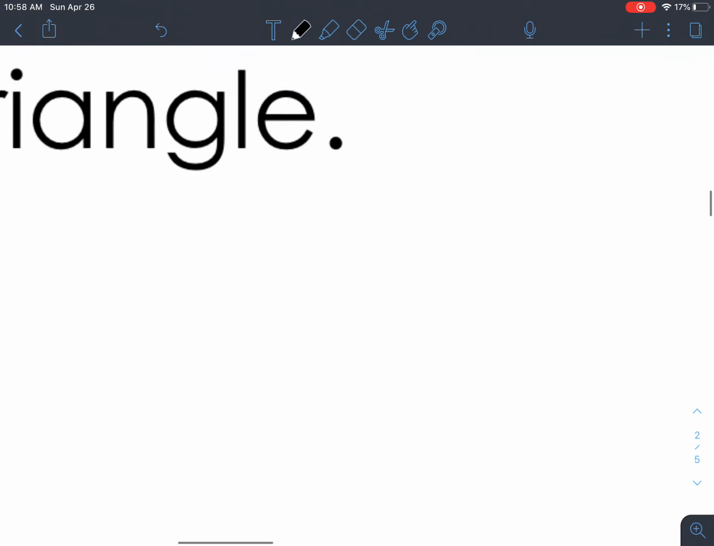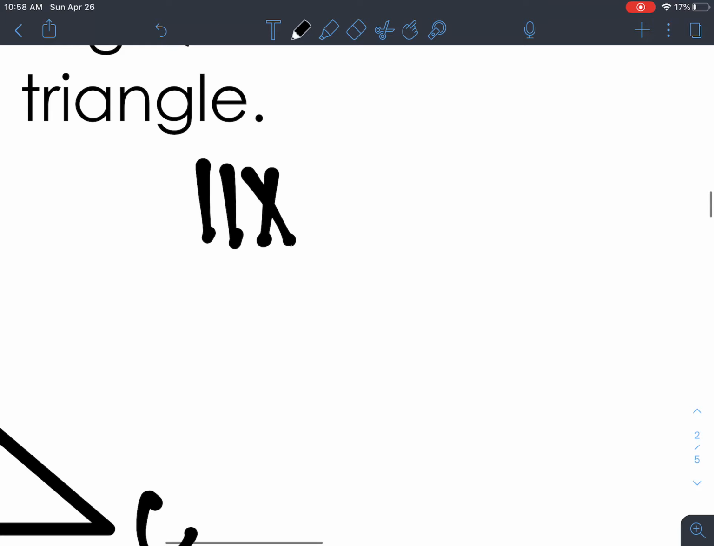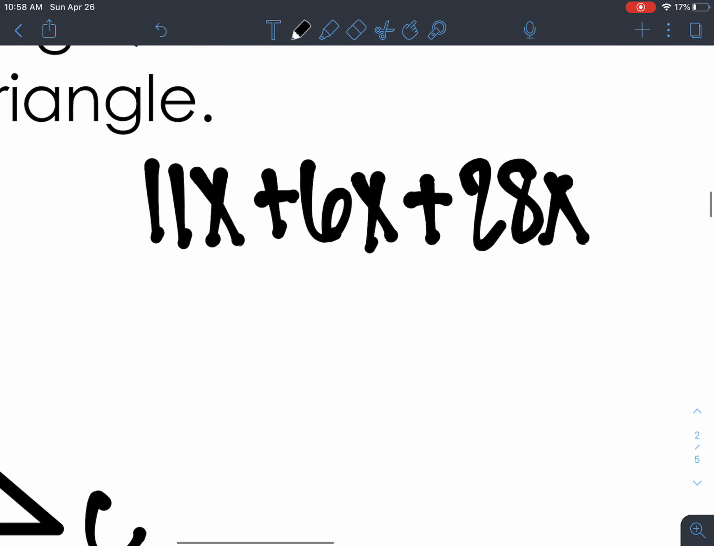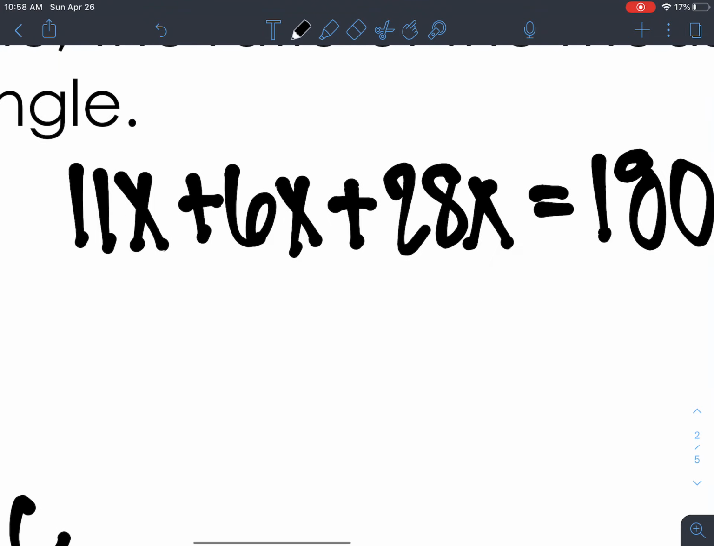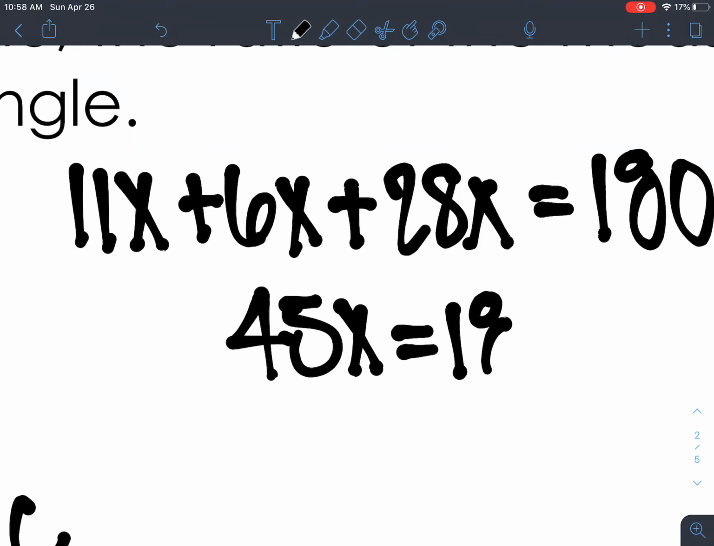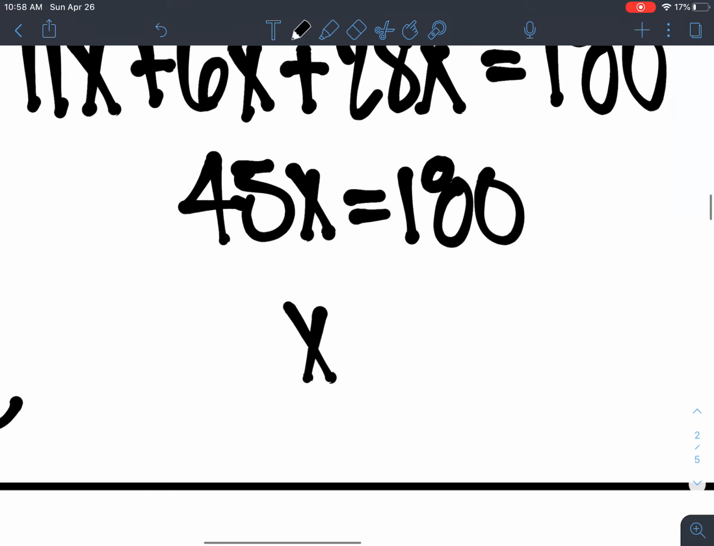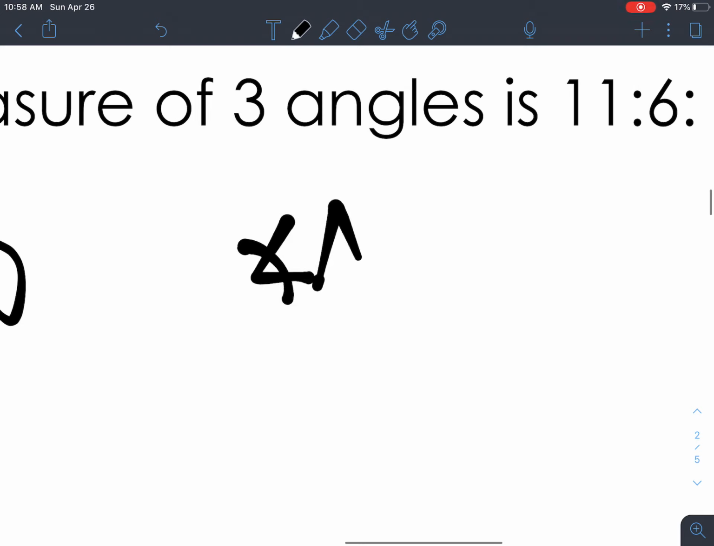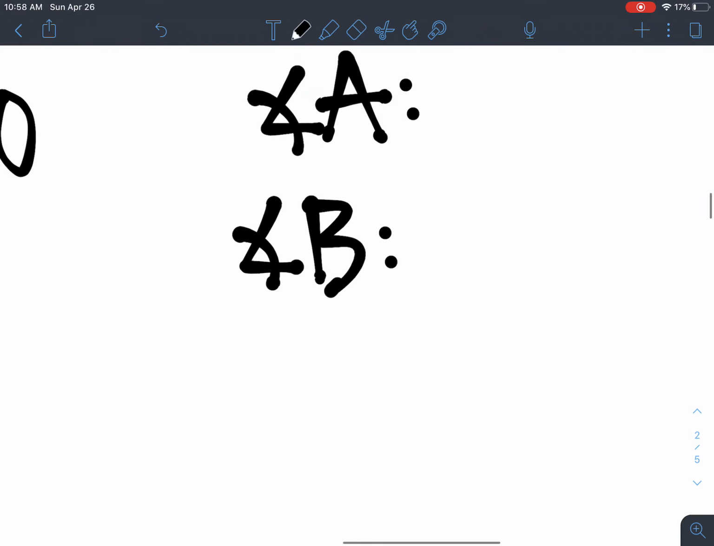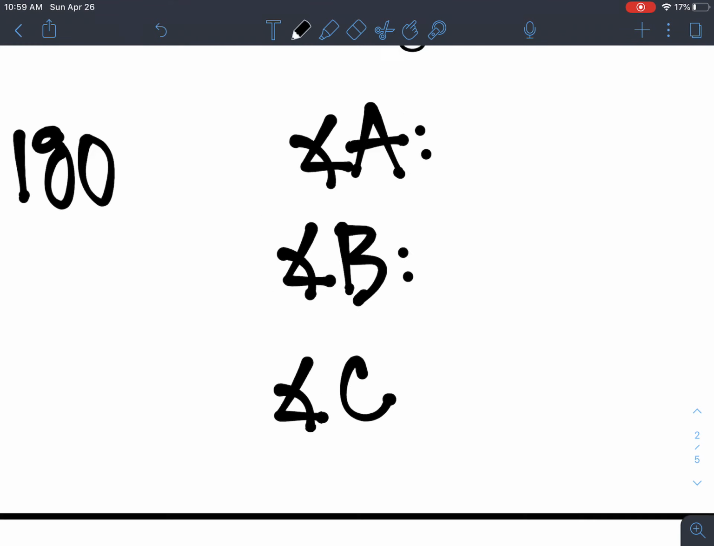So now what we're going to do is add up 11x plus 6x plus 28x, and we're going to set that equal to 180. And now when we add those together, we get 45x is equal to 180, which means that x is equal to 4. Okay, now we need to find what each angle is. So we're going to do angle A, angle B, and angle C. And so we're just going to now plug it in.